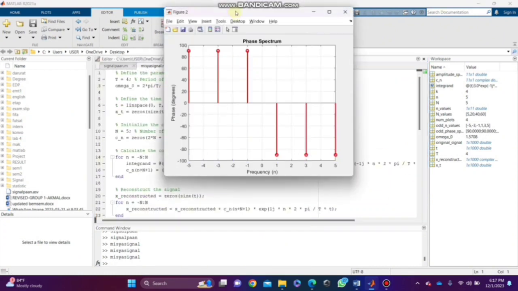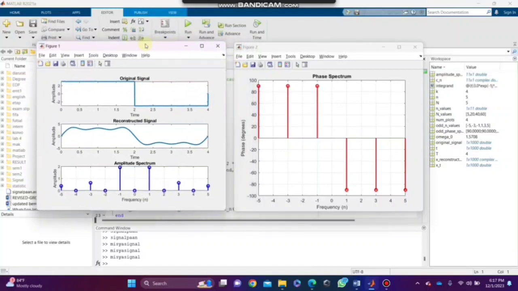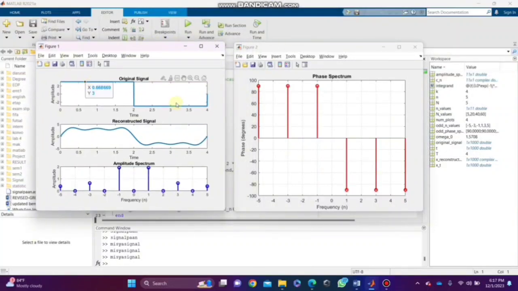I would like to run our coding, and we got two graphs. The first is the original signal. We can see the value of amplitude, which is 3 from 0 to 2 and negative 3 from 2 to 4. It is the same as the manual calculation. And for the phase spectrum, we got 90 degrees.